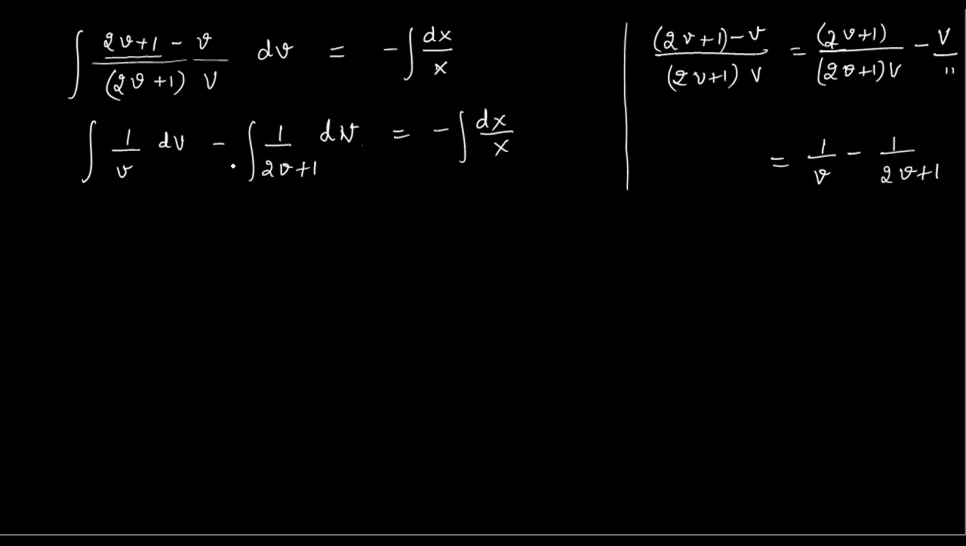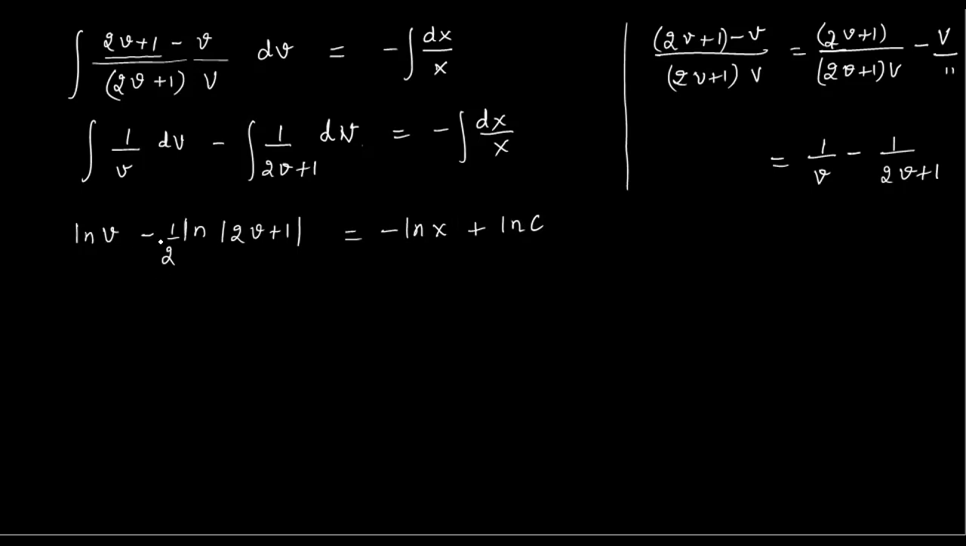Okay, now integrate this. So the integral of 1 over v with respect to v is simply ln v, minus the integral of 1 over 2v plus 1, which is simply ln of 2v plus 1, over 2. Otherwise, we can rewrite that as 1 over 2 times log of 2v plus 1 equals minus ln x plus ln c. Here, ln c is simply the constant of integration.